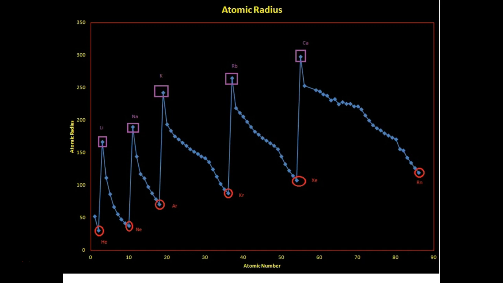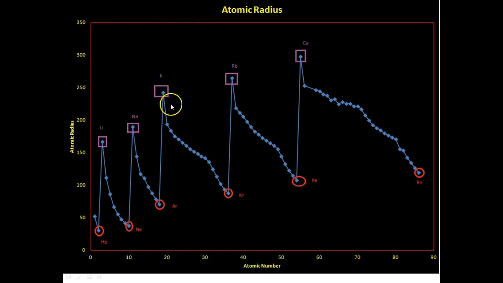Now let's take a look at some of the properties and how they relate to our theory. So the first property we're going to look at is atomic radius. And when we sketched our graph, we had the general shape, and what we did was we labeled our peaks and our valleys. And what we can see is that for atomic radius, the elements in each period that have the largest radius are those found in group 1. The elements in each period that have the smallest radius are in group 18.